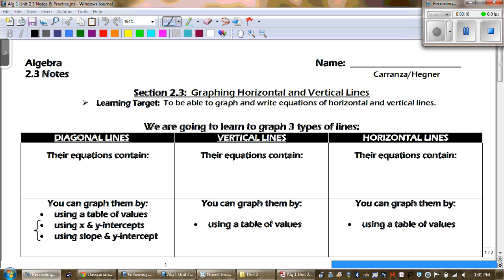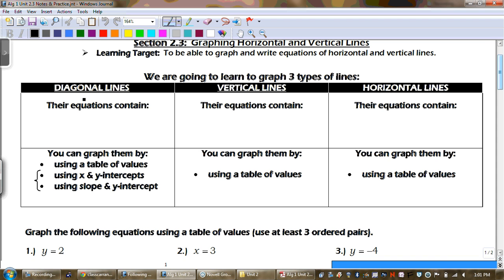So we're going to be talking about three different types of lines today. The first one is a diagonal line. Diagonal lines, what their equations contain is an x and y variable. So they will have an x and a y variable. That's what we've been showing when we've been doing those tables and the graphs. And you can graph them by using a table of values, which we've done. And things that we will learn later: x and y intercepts and using slope and y intercept.